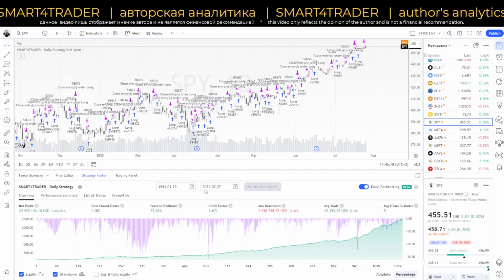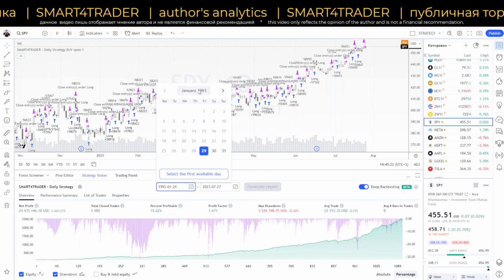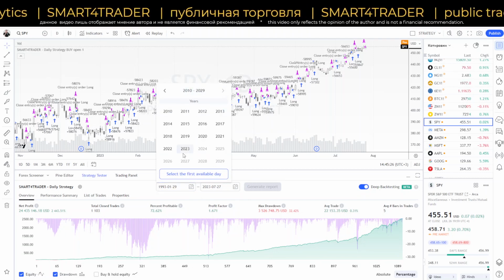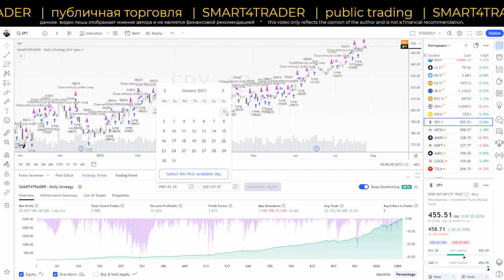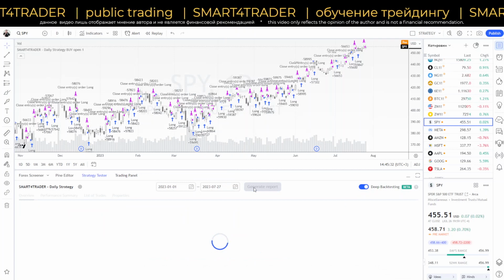We will start with the fact that, for example, we leave the current date, and the previous date when we take, for example, this year, the month of January, and put the first number. It will automatically pick up the ones we need. And let's see what we have generated for this year.